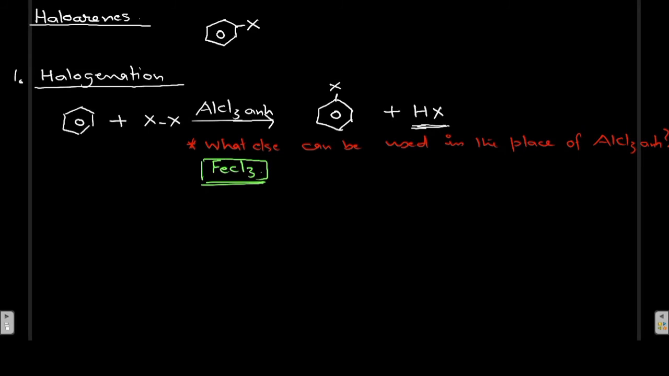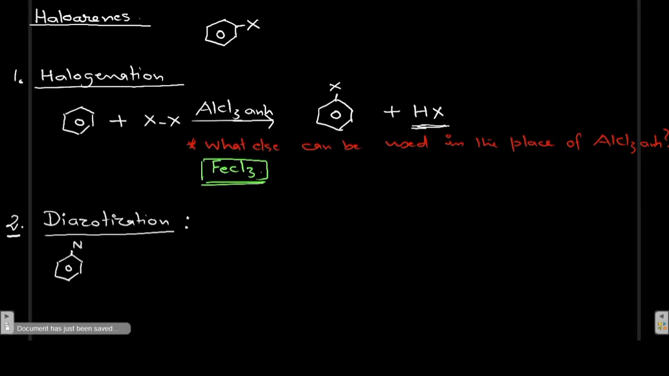Now, the second method is diazotization. Benzene attached with NH2. NH2 is the amine group. So this is called aniline. Remember this, aniline. This is a very important compound.